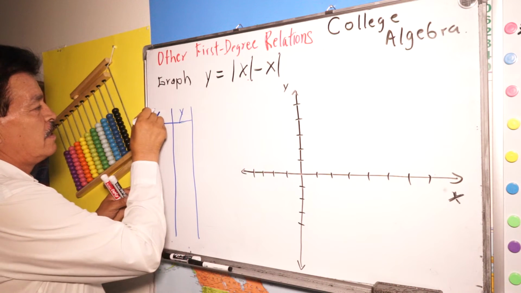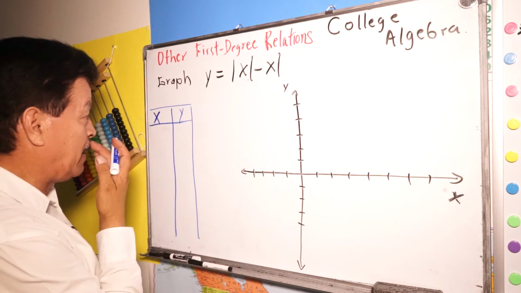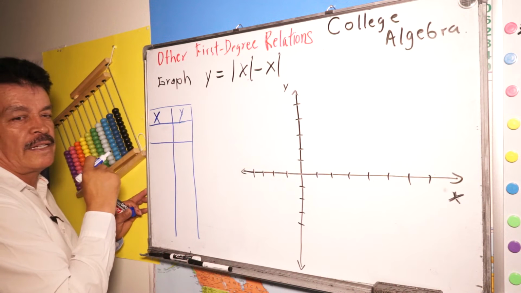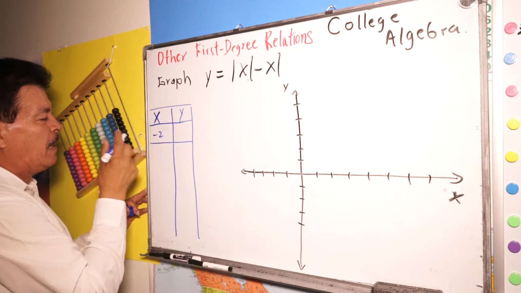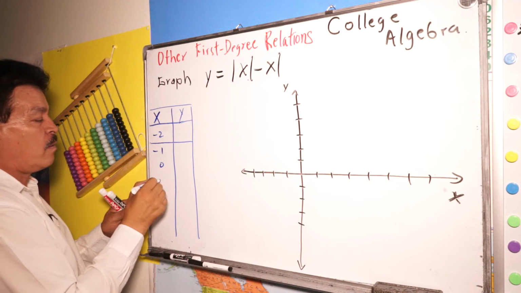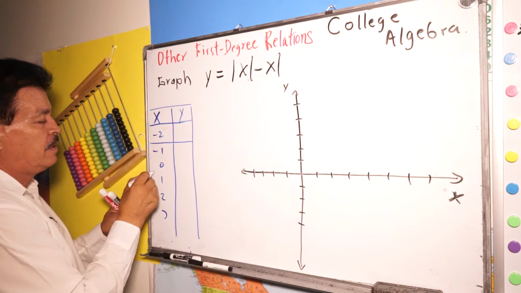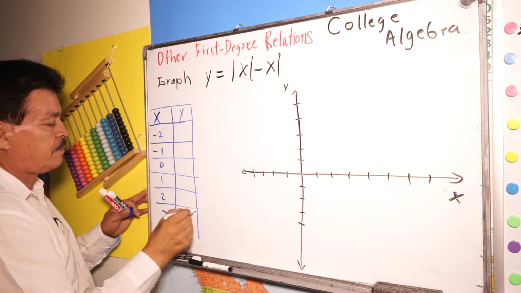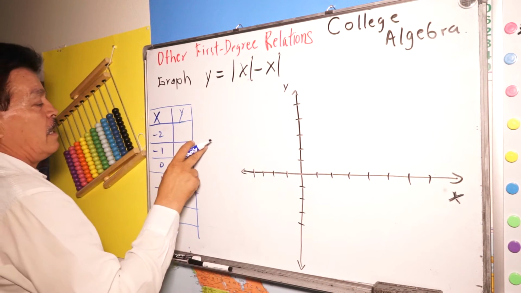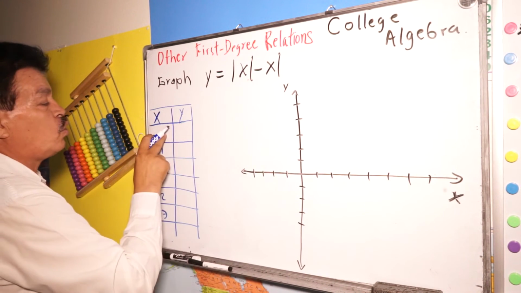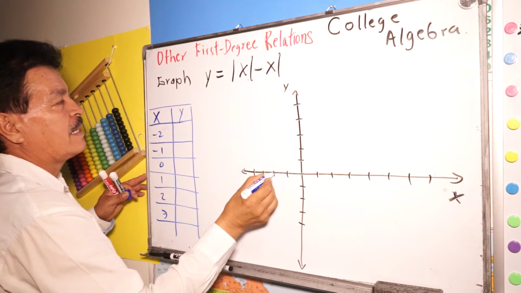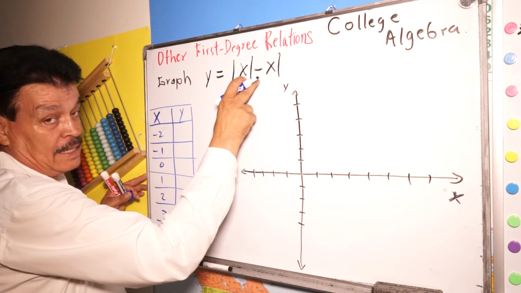This is y, and let's use some values. Start with negative numbers. Negative 2, negative 1, 0, then 1, 2, 3. All right. If x is negative 2, then the absolute value of negative 2, and then minus x.